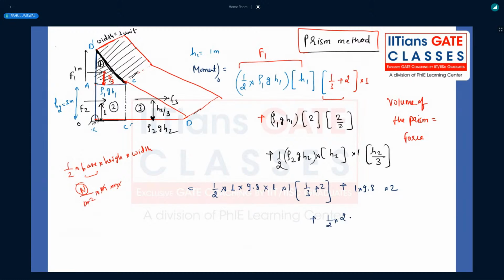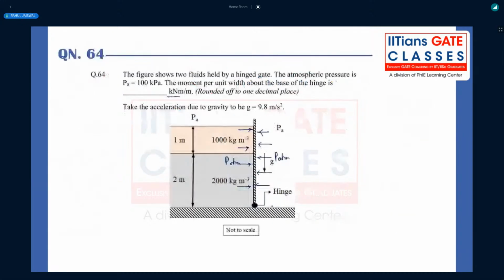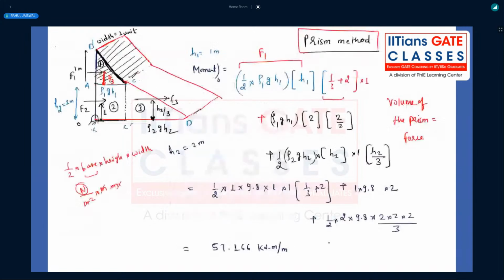2000, but I'm converting Newton to kilonewton. So rho 2 will become what? 9.8 into 2 into 2 into 2 divided by 3. H2 is what? Remember, H2 is 2 meter, as I showed in the figure. If you just calculate overall, it will come as 57.166 kilonewton per meter. They are saying round off to which particular decimal? One decimal. So the correct answer will be 57.2 kilonewton per meter.